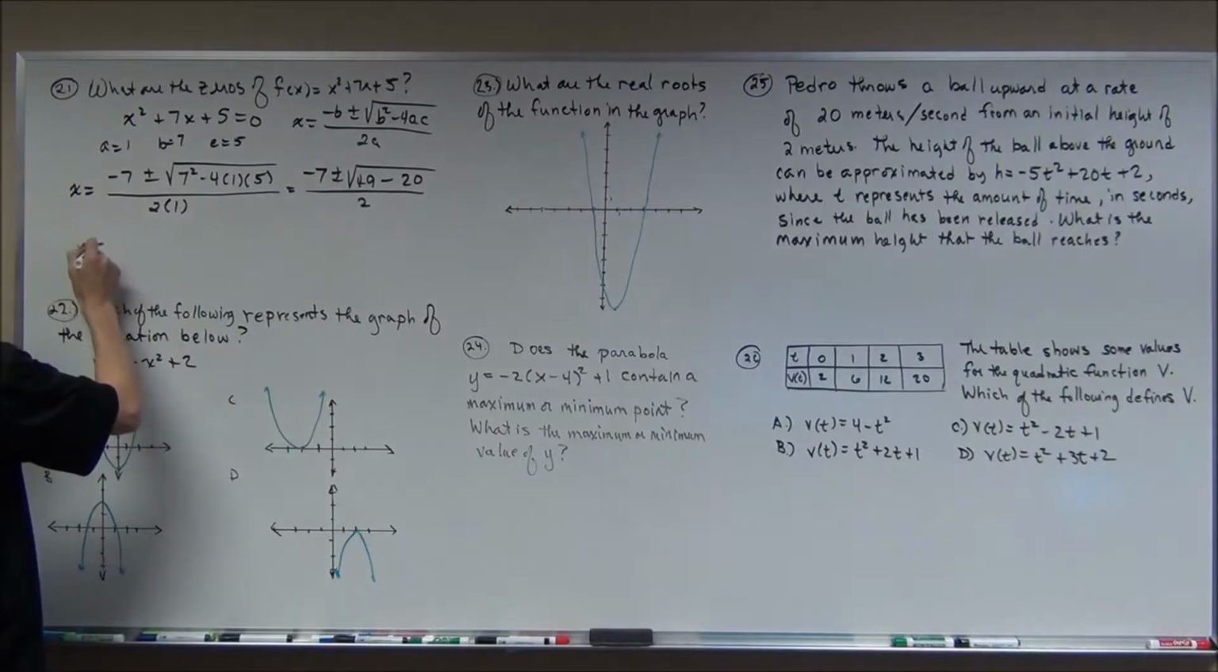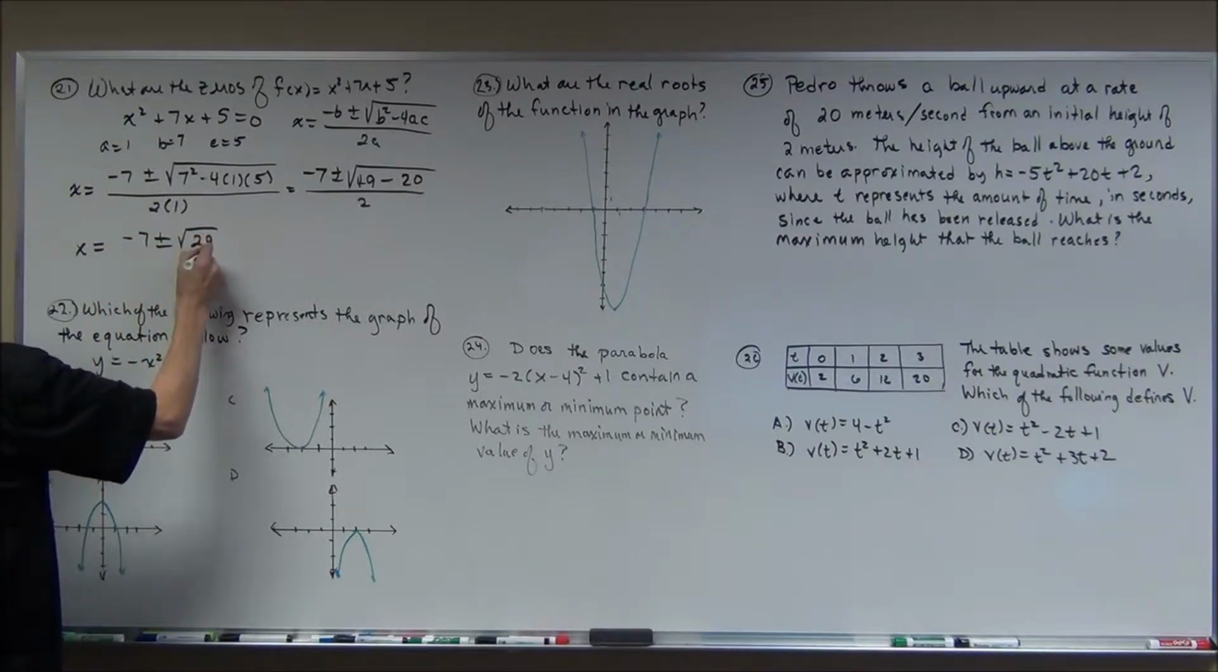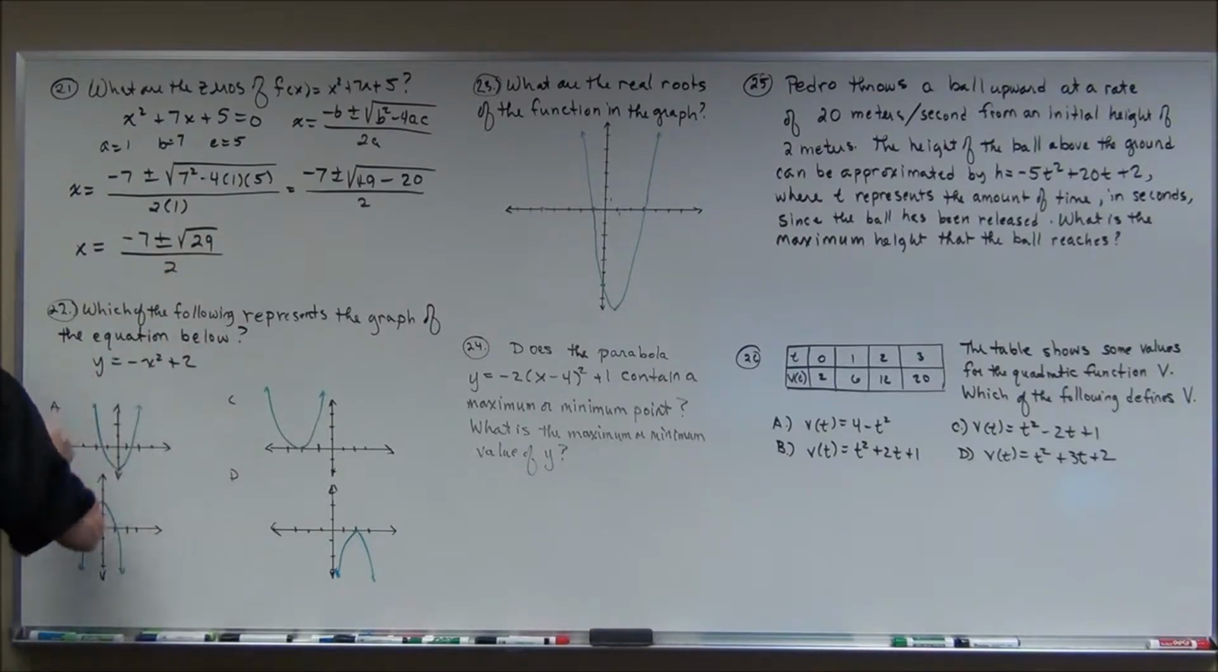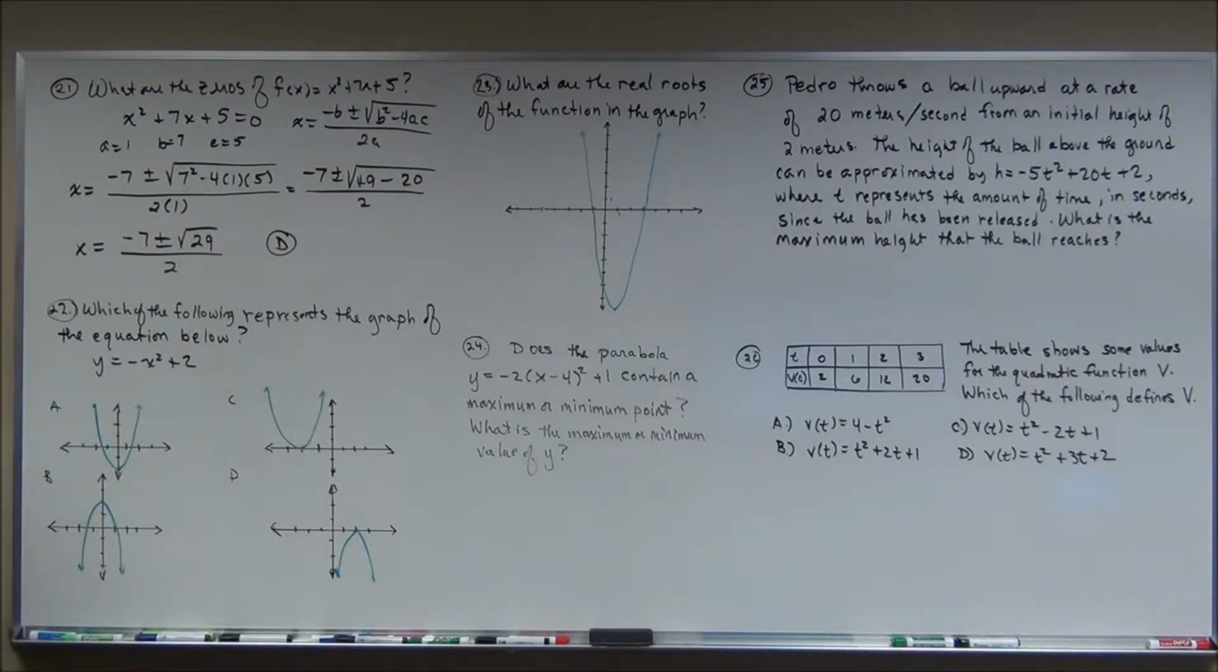So that's going to be x is equal to negative 7 plus or minus the square root of 29, all over 2. And I don't think that's going to simplify because the square root of 29 doesn't simplify. I'm going to see if I match an answer, and that looks a whole lot like answer D. All right, let's skip to the next problem.